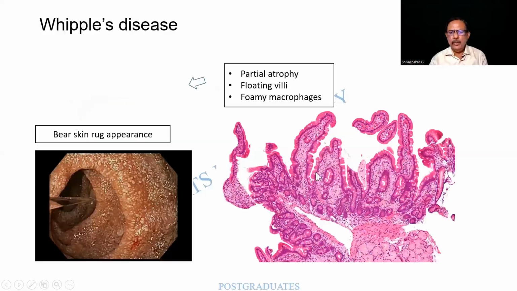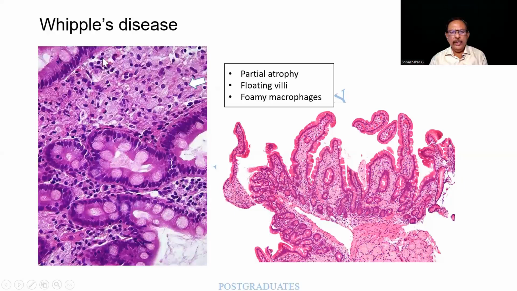Whipple's disease is another one, a very famous one, a favorite one of mine. I find that the villi are of varying sizes, broadening is there, shortening is also there. And some of them are floating, as he said, because of a tangential cut. And it is pale over here. Endoscopically, I find it is not smooth, and then it has got an appearance that is called the bare skin rug appearance by Robbins himself.